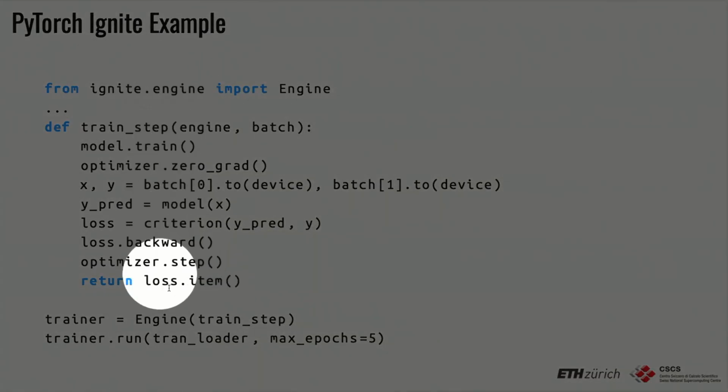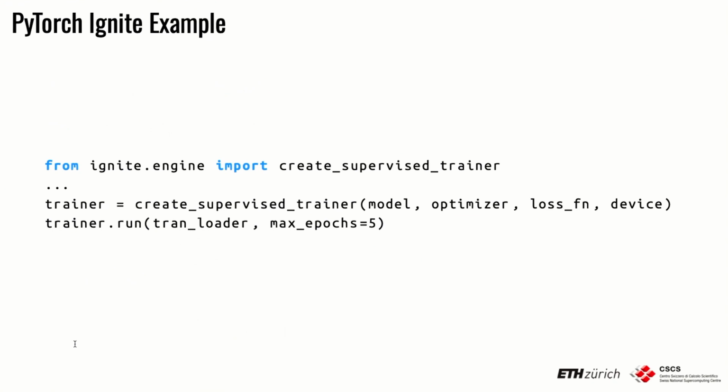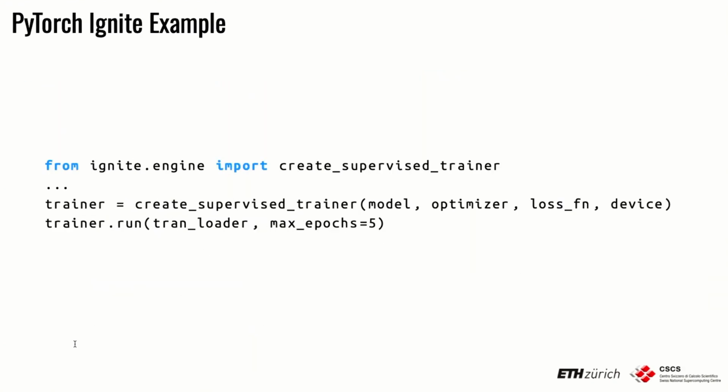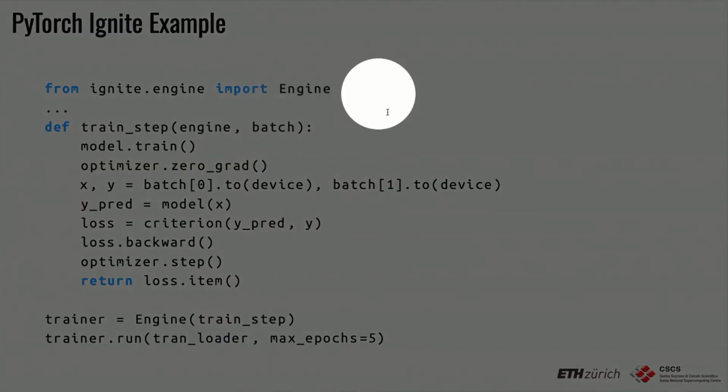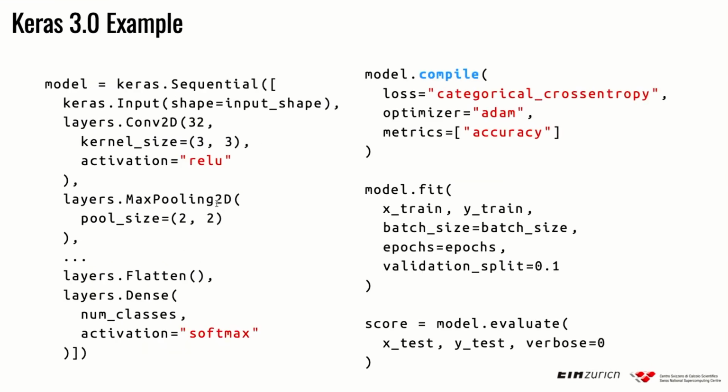And then once you have the training step, you can create an engine object, and then you do trainer.run. So it's a bit more code than this one. It actually is what this one does under the hood. But this means that you can focus on just creating the training step and forget about the epochs and looping over the batches and stuff like that. This is done by PyTorch Ignite automatically. And then you can build on top of this with many more features.